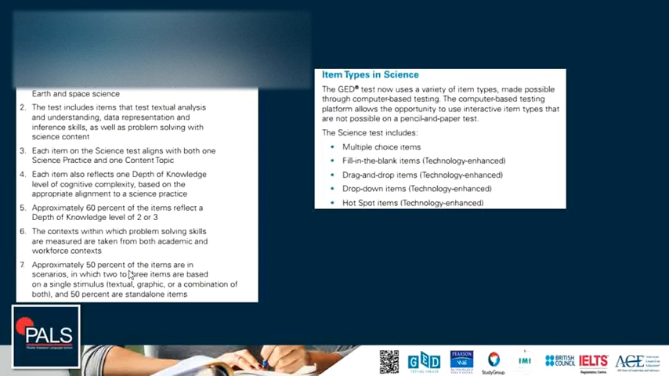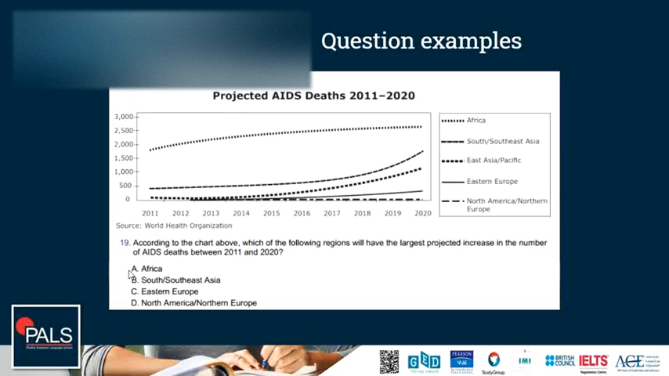Hotspot items usually are going to be on graphs where you have to interact with the graph, clicking on a certain point in the graph. They might ask you to identify a certain value or position in a graph, and these are these hotspot items.